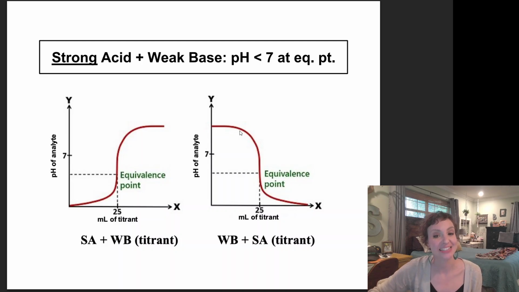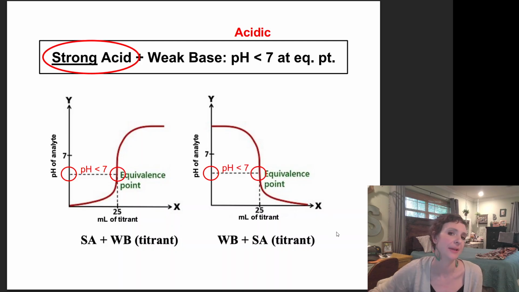As I'm adding acid to it, the pH drops. I notice at the equivalence point, the pH is less than 7, which means the acid that I'm dispensing into it is a strong acid to a weak base, okay? Strong acids make the pH at the equivalence point acidic.